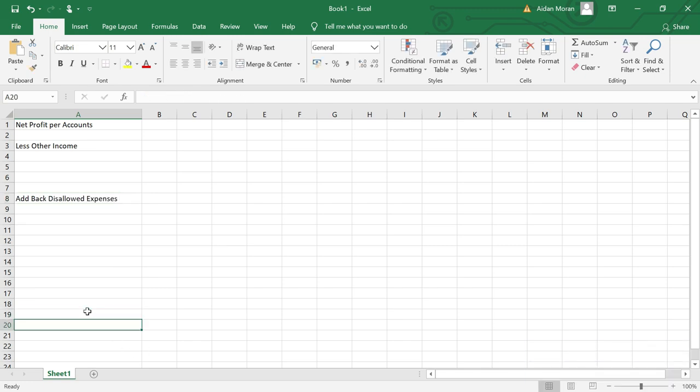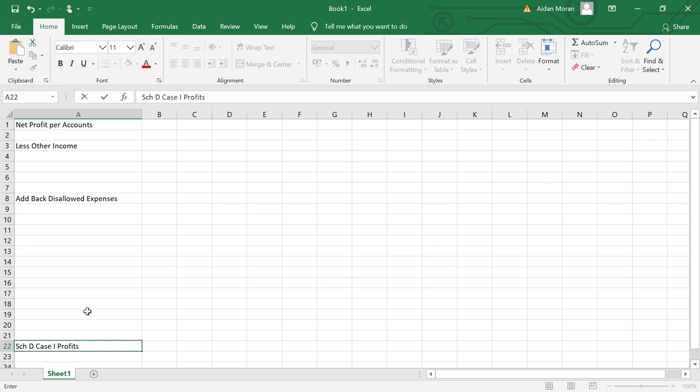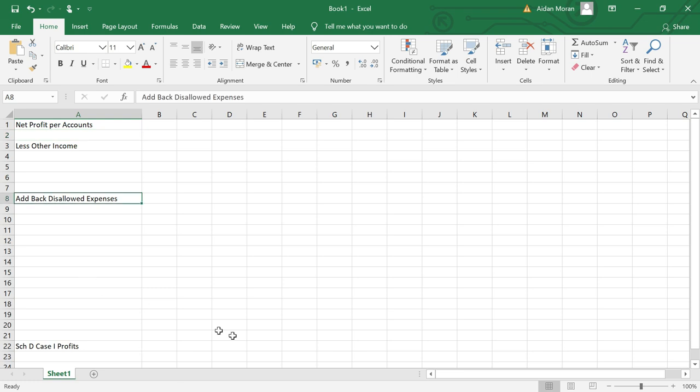When I include all those figures, I'm going to get my Schedule D, case 1, tax adjusted profits, and that's the question complete. That's going to be for 20 marks. So again, it's about breaking these questions down into their parts and having an approach in terms of how you deal with them. Always start off with your net profit or loss per accounts, take away your other income, and add back your disallowed expenses. We will then work through the question on a line by line basis, and we will include the figures.